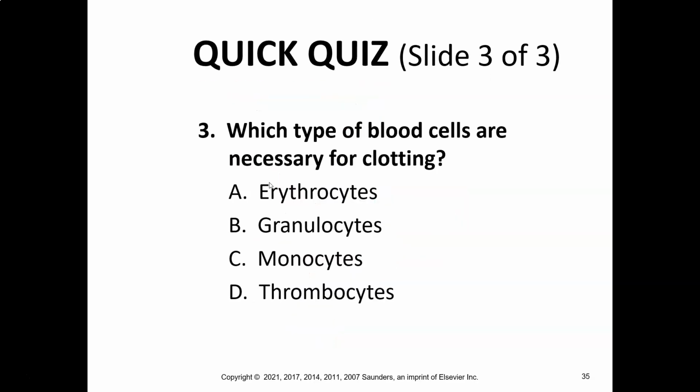Quick quiz, hot shot. Remember Speed with Keanu Reeves? Love that movie. Which type of blood cells are necessary for clotting? And you know from studying that it's the thrombocytes.